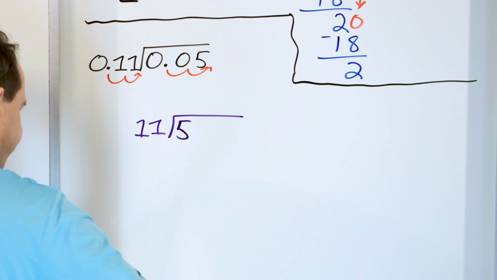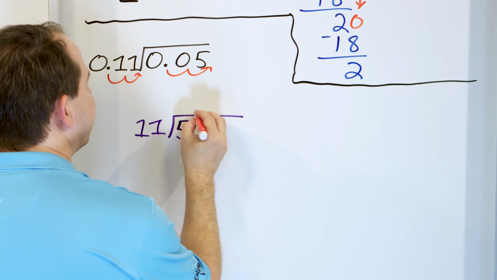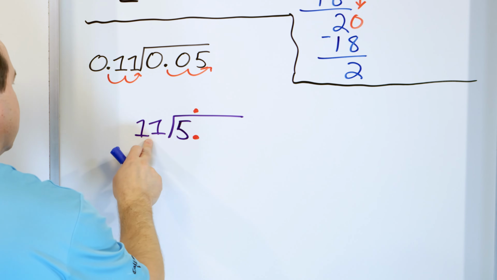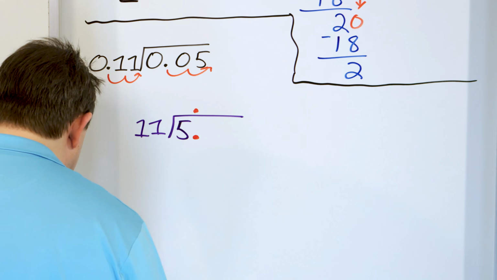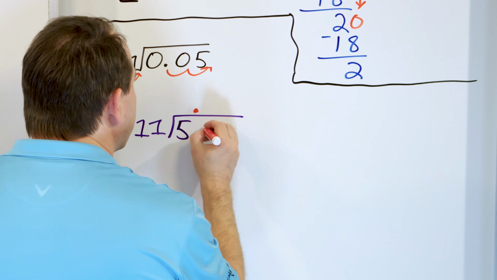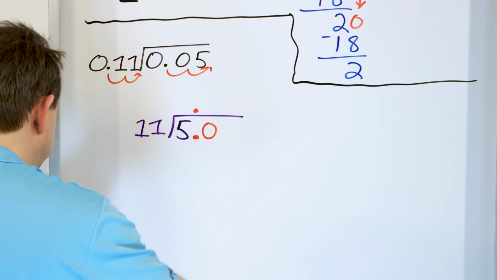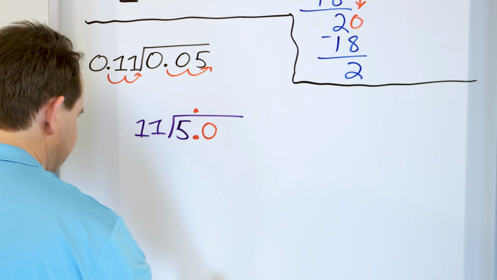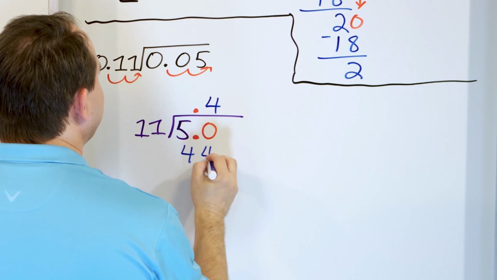5 divided by 11. Now, we know that every whole number has a decimal after, so we'll just put it up there. And then we ask ourselves, can 11 go into 5 or not? It can't. So you're kind of stuck immediately, but if that ever happens, then just add your first 0 right away. 5.0 is the same exact problem. Now, how many times can 11 go into 50? Well, 11 times 4 is 44. 11 times 5 is 55. So it has to be 11 times 4, which is 44.